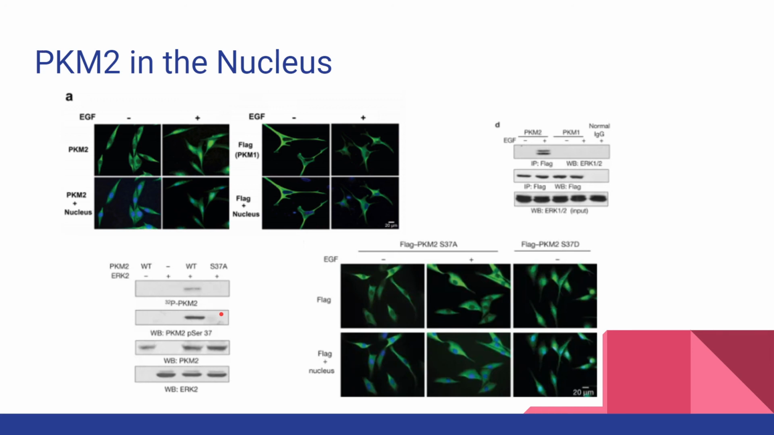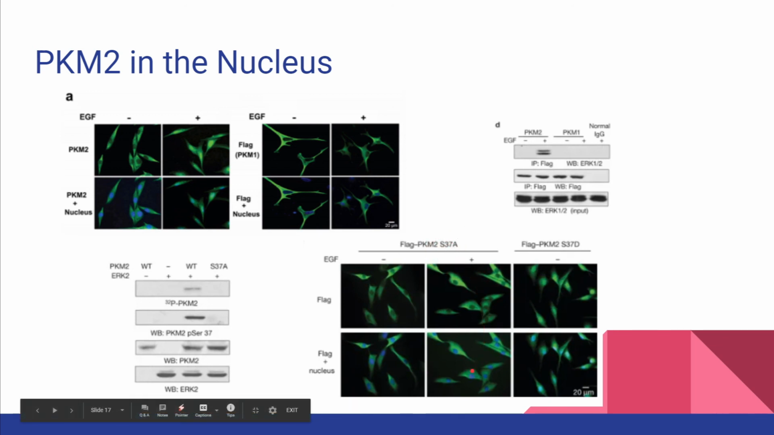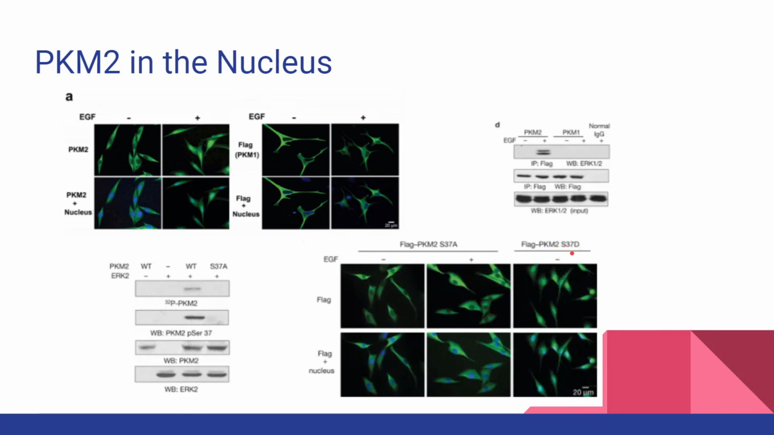So, checking the site-directed mutation versus a phosphorylation analog, we can see that the mutated version of PKM2, similarly to PKM1, does not enter the nucleus even in the presence of EGF. However, the phosphorylation analog can enter the nucleus despite the lack of EGF to stimulate ERK2 to phosphorylate PKM2.